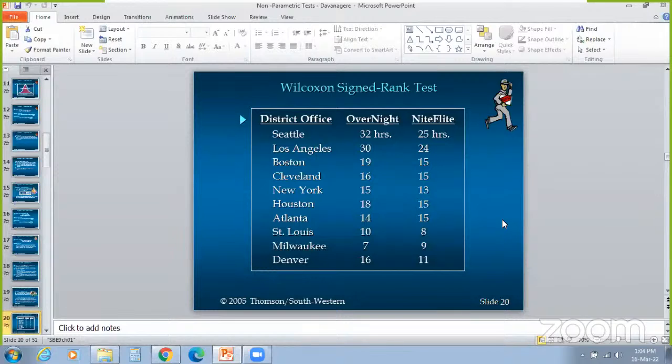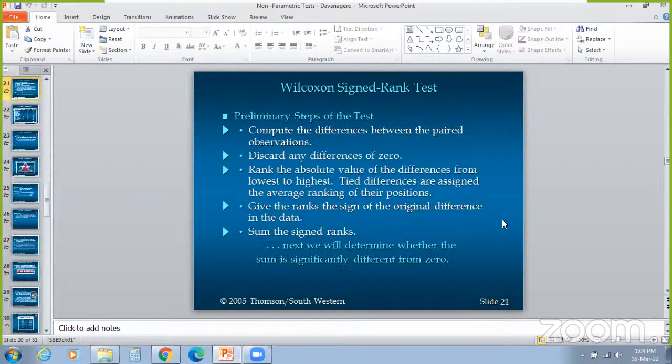So for this purpose, we can make use of the Wilcoxon signed rank test. The steps involved in this Wilcoxon signed rank test are as follows. First, we have to compute the difference between the paired observations, as usual in the earlier case. Discard any observations or differences with zero values. Then rank the absolute values of the differences from lowest to highest. Tied differences are assigned the average ranking of their positions.